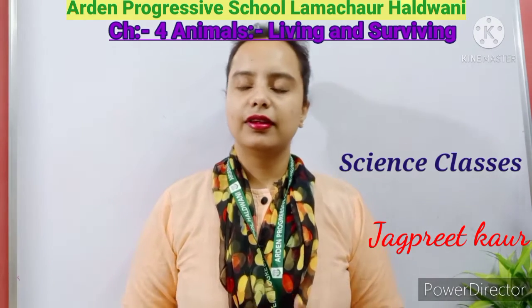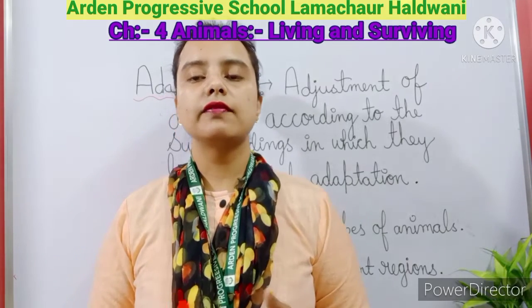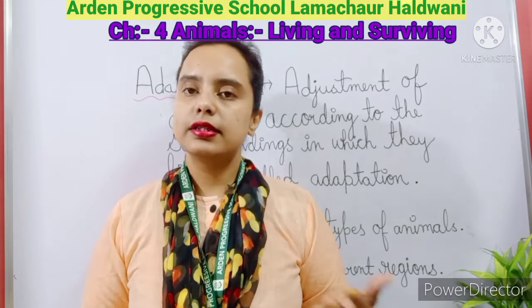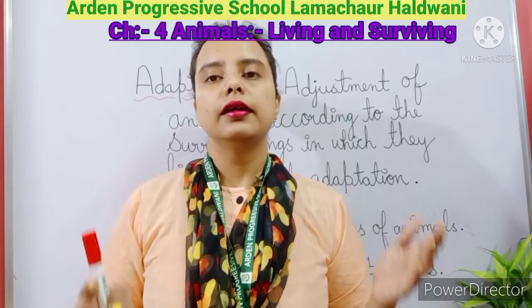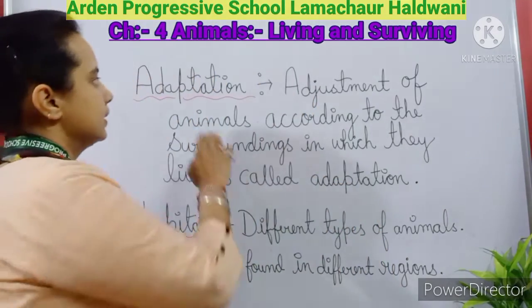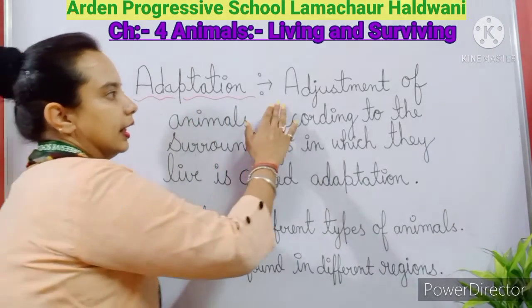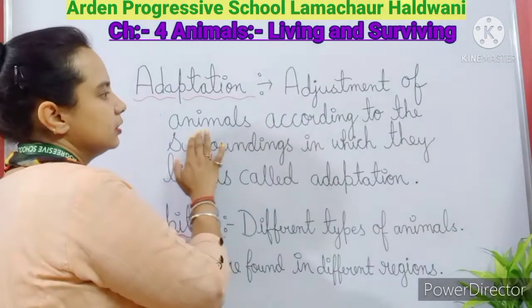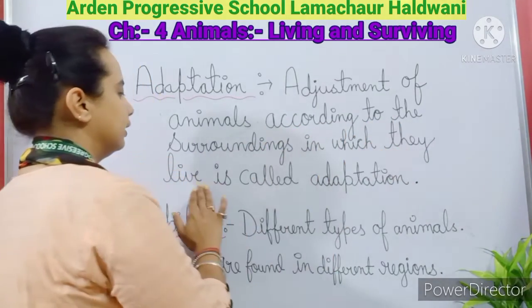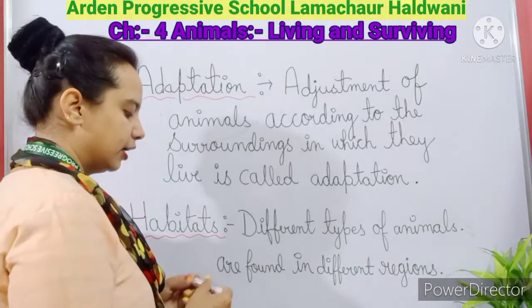So let's begin. Dear student, like plants, animals also have some special features which help them to adjust according to the surroundings, to the availability of food and shelter, so they can live there. That is known as an adaptation. So let's see, what is an adaptation? Adjustment of animals according to the surroundings in which they live is called adaptation.